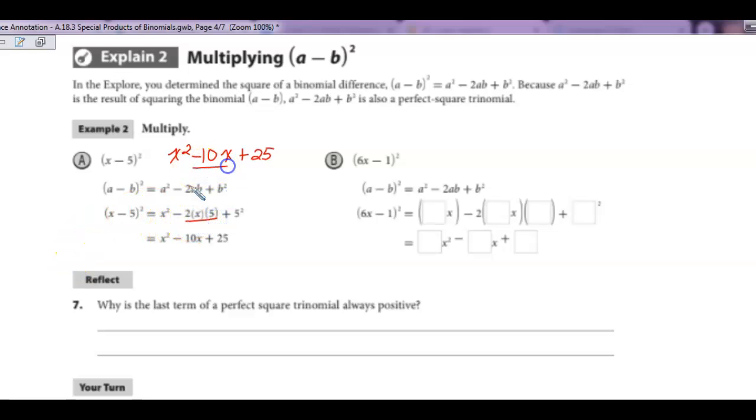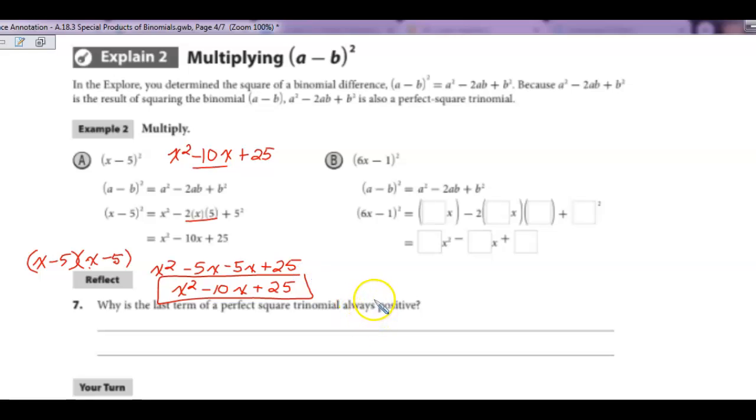This is probably the trickiest part, and if it does help to write them out, then go ahead and do that. Take x minus 5 times x minus 5. X times x is x squared. X times negative 5, or negative 5x, sorry. Negative 5 times x is negative 5x. Negative 5 times negative 5 is positive 25. These combine: x squared minus 10x plus 25. Using the FOIL method, we get this. Either one, doesn't matter which one you use.